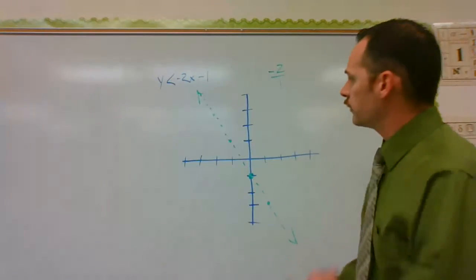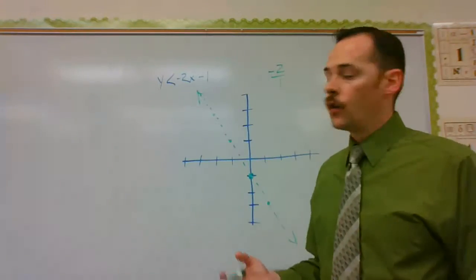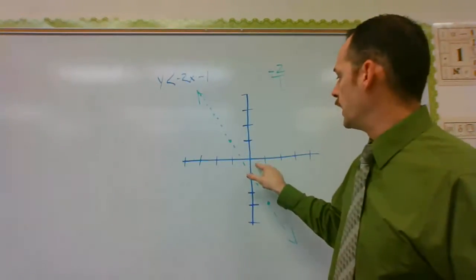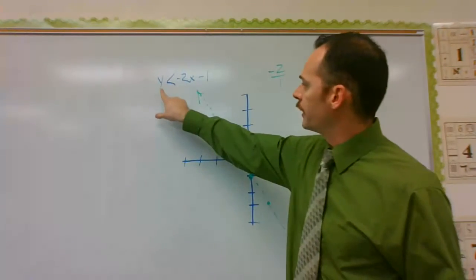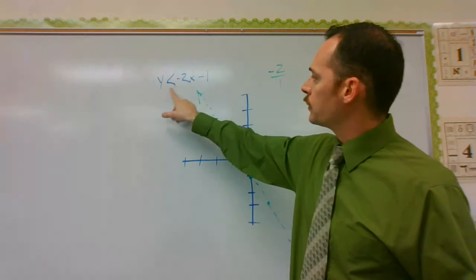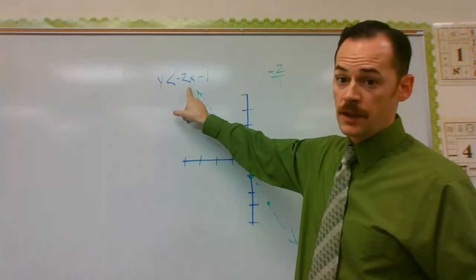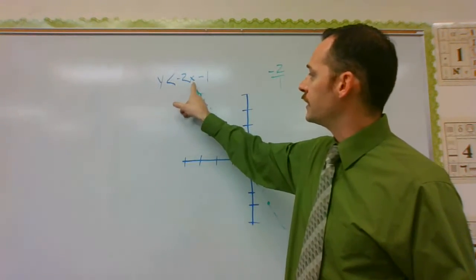Now the last thing we have to do is plug in a particular coordinate to find out which side we're shading. My go-to is always 0, 0. So I'm going to plug in 0 for y and 0 for x, which makes 0 is less than negative 2 times 0, which is 0, minus 1. So I have 0 is less than negative 1.